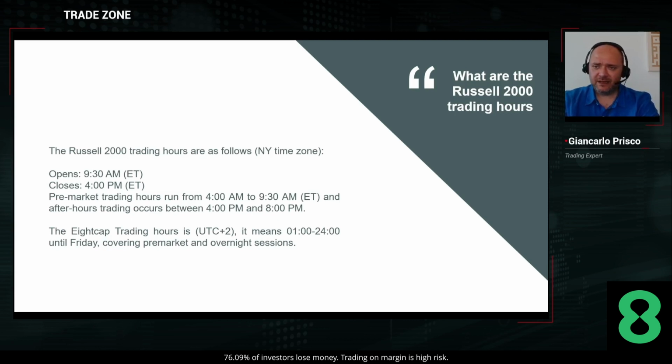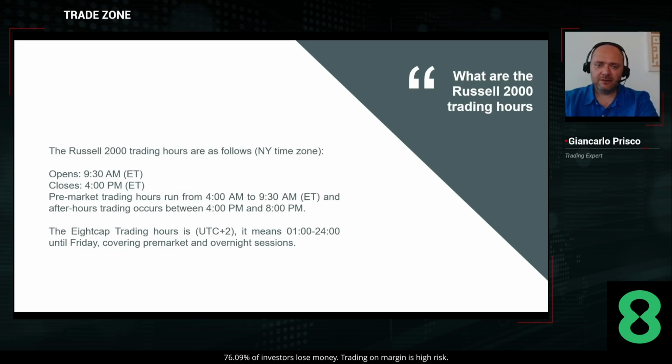Well, we have a pre-market 1 hour before the USA open. So we have the pre-market trading hours from 4 a.m. to 9:30 a.m. Market open, close at 4 p.m. In the last 15 minutes we have the close of all positions, and from 4 p.m. to 8 p.m. the after hours. The 18 trading hours is the same, UTC plus 2, and it means 24/5.